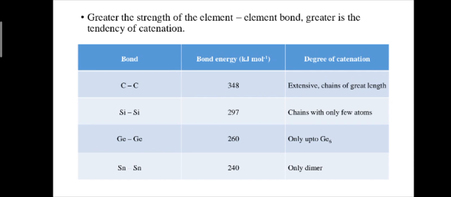The greater the strength of the element-element bond, the greater is the tendency of catenation. Carbon-carbon bond strength is more when compared to silicon, germanium and tin. Therefore, the degree of catenation for carbon is extensive, whereas silicon, germanium and tin undergo a limited amount of catenation.